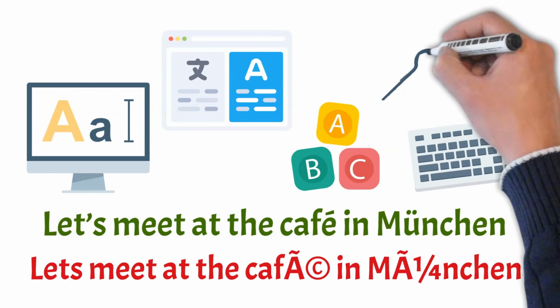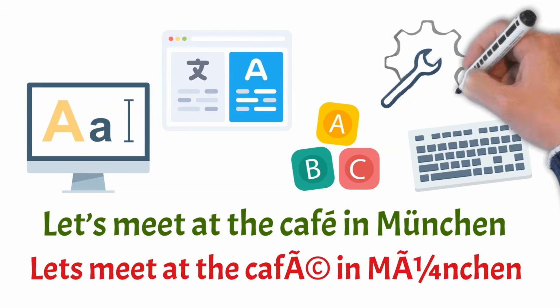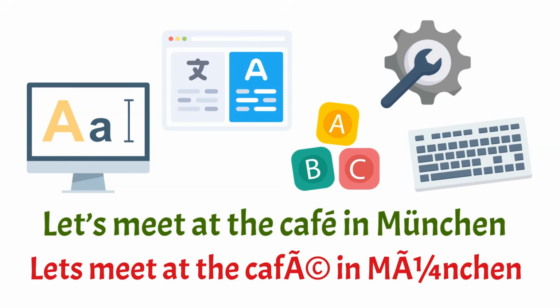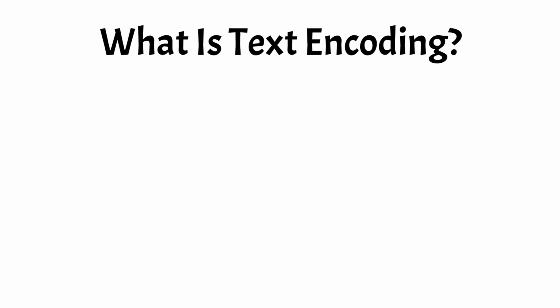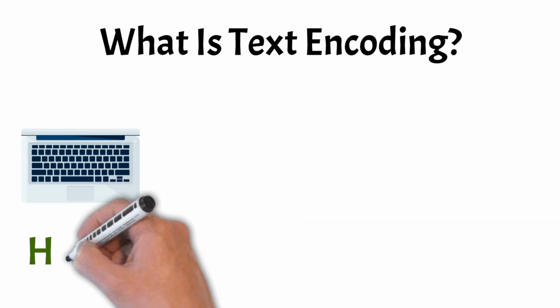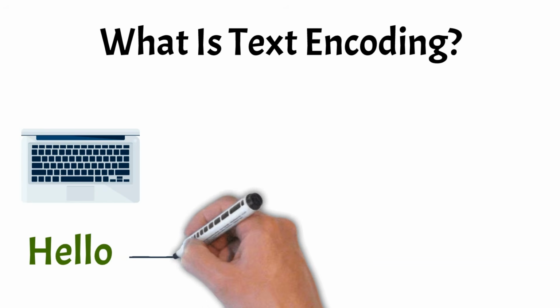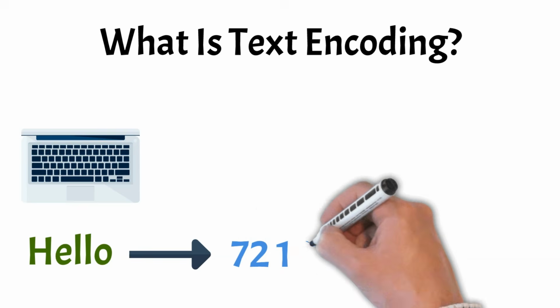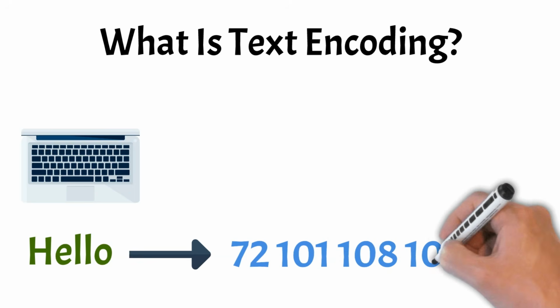In this video, we'll break down how text encoding works, why ASCII wasn't enough, and how the issue got resolved. Let's get started. When we type text on a keyboard, it feels like we're working directly with letters and words, but that's not how computers see it. Inside a computer, everything is stored as numbers. Text encoding is the rule that connects those two worlds.